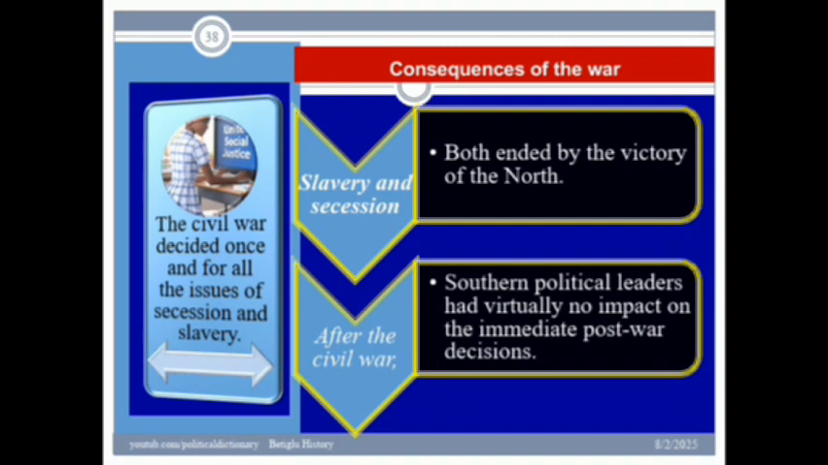After the Civil War, Southern political leaders had virtually no impact on the immediate post-war decisions. Thus, several amendments to the U.S. Constitution were made, the 13th, 14th, and 15th.